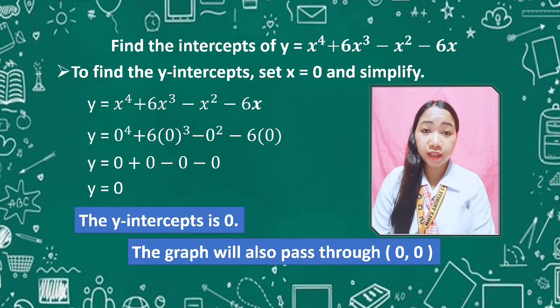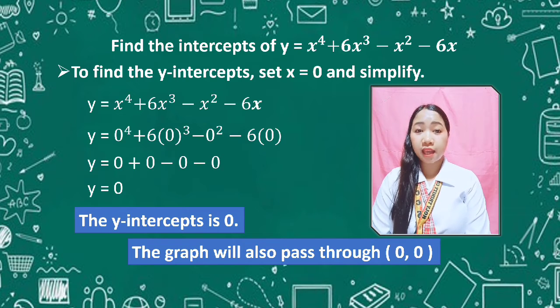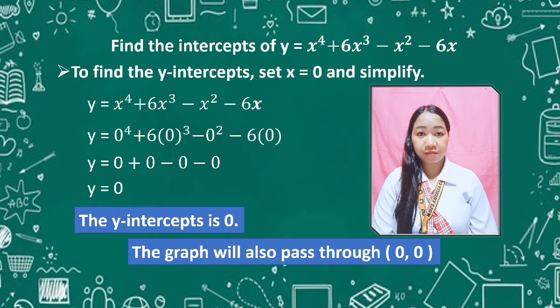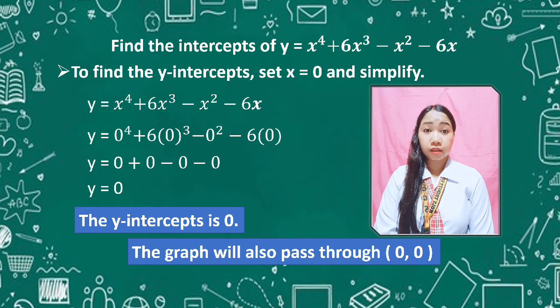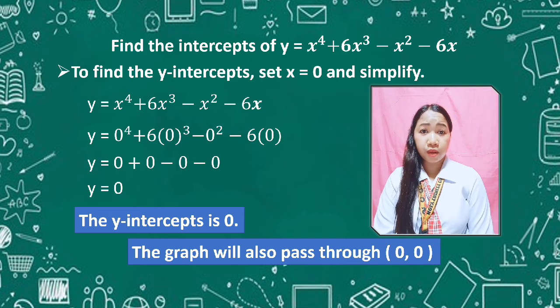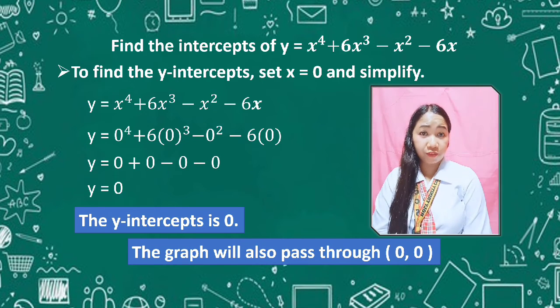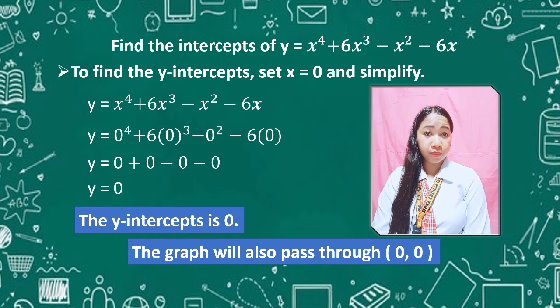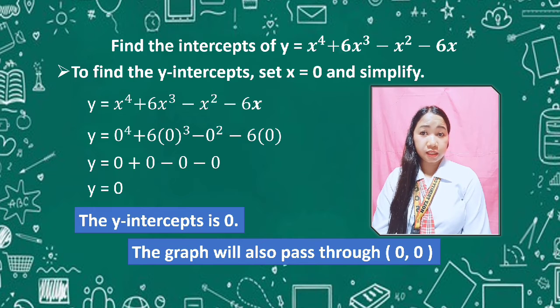And now, to find again the y-intercept, let's set x to 0. Then, simplify. So, for x raised to 4 plus 6x cubed minus x squared minus 6x, change x to 0. We have 0 raised to 4 plus 6 times 0 cubed minus 0 squared minus 6 times 0. So, let's simplify. 0 raised to 4 is 0. 6 times 0 cubed is 0. 0 squared is 0. And 6 times 0 is 0.